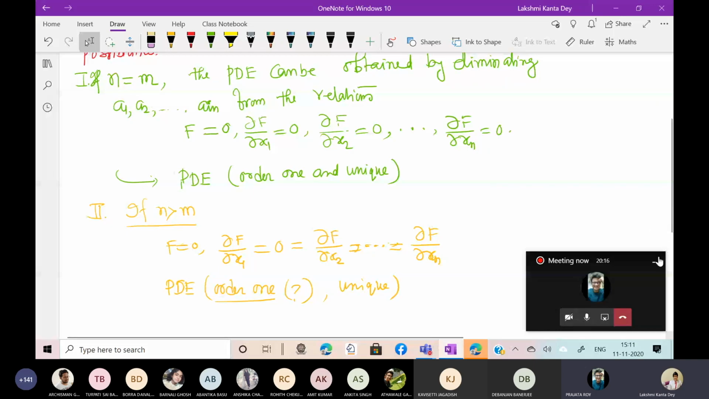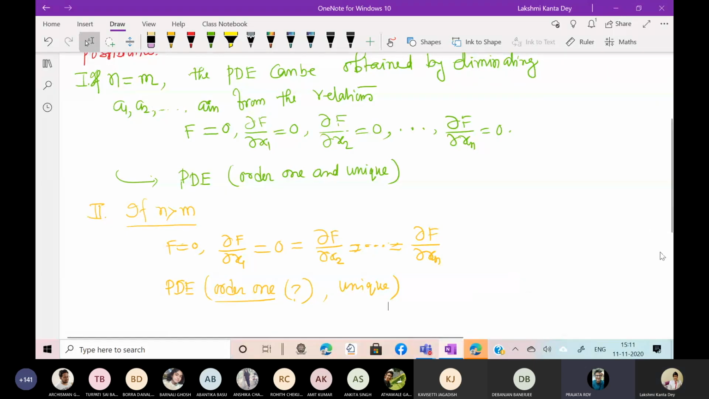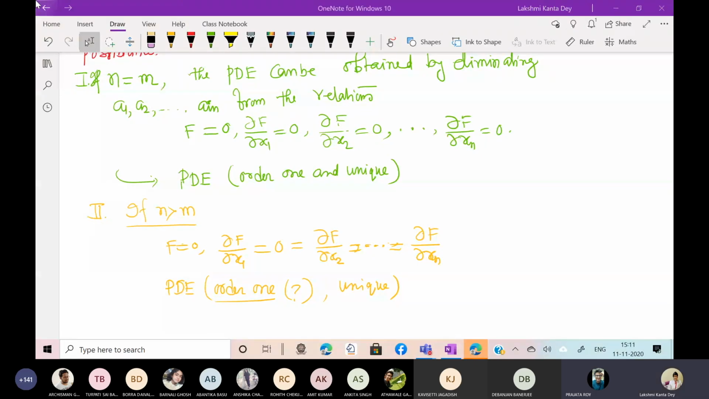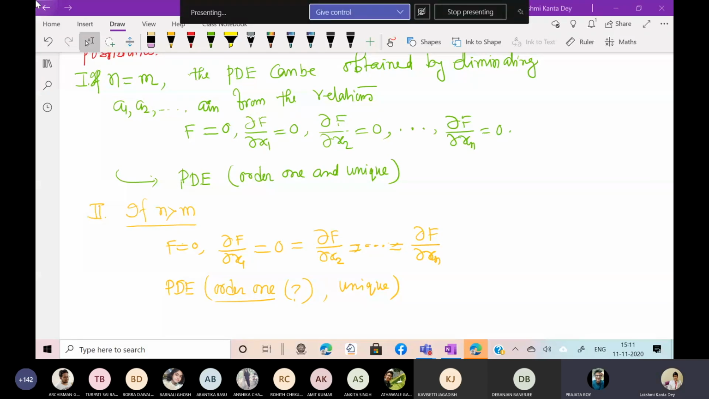Sir, it will not be unique. There will be multiple forms, because if there are more independent variables, that would give us more number of equations. Clear? Exactly, sir. Okay, then it is not unique. So we cannot eliminate all the arbitrary constants.